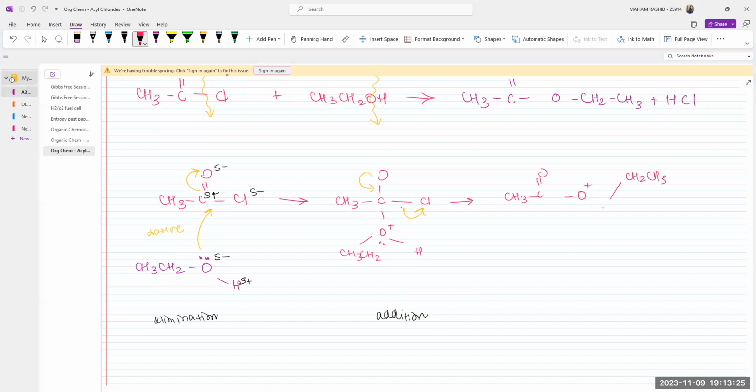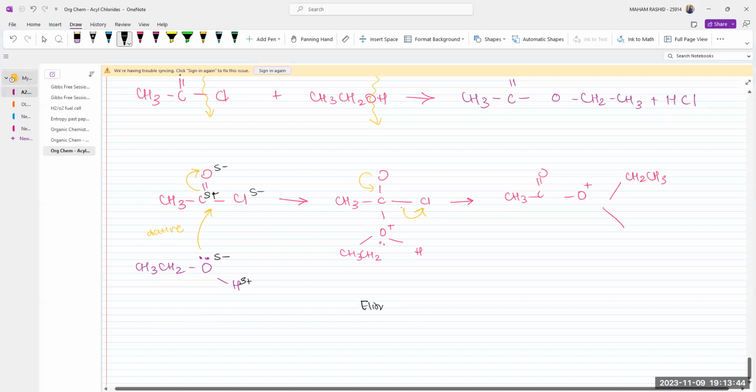It's supposed to be opposite, right? What? It's supposed to be addition and then elimination, right? Oh yeah, sorry. There it is addition because this molecule is getting added and Cl is getting eliminated, right? Yeah. Elimination because of chlorine.